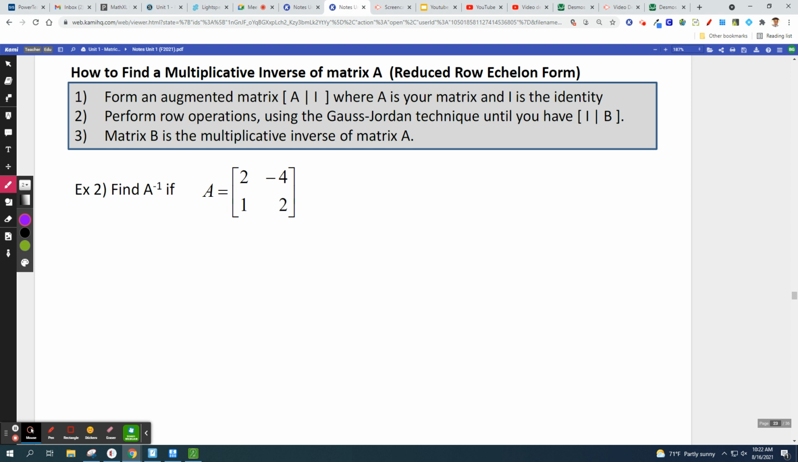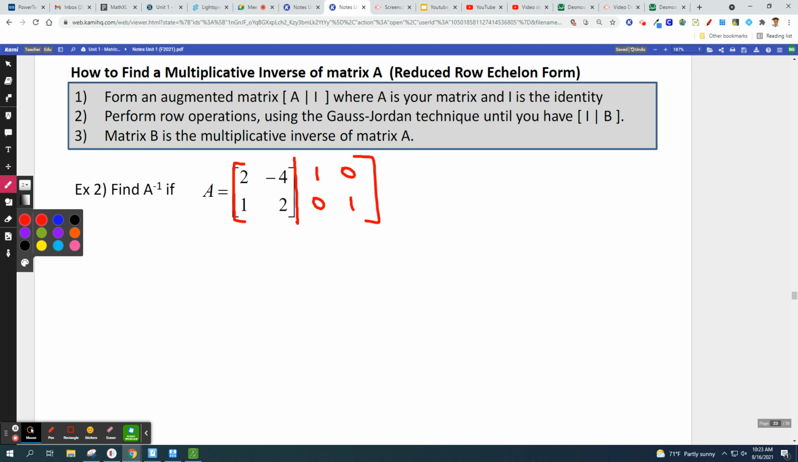Now, main event, how to find a multiplicative inverse for a matrix by hand. This is assuming you aren't looking at a calculator and just punching it up and finding it in 2 seconds. If you had to do this by hand, this is what you would do. Step 1 says form an augmented matrix A bar I. So what I mean by that is you've got this matrix. I'm going to turn this into a bar, and I'm going to put I. In this case, it'll be I2 because that's the size that I would need.